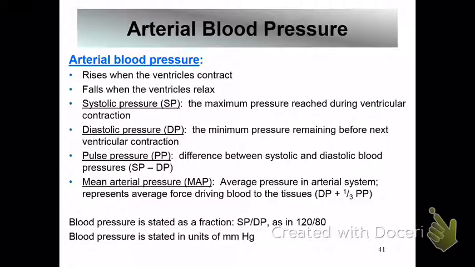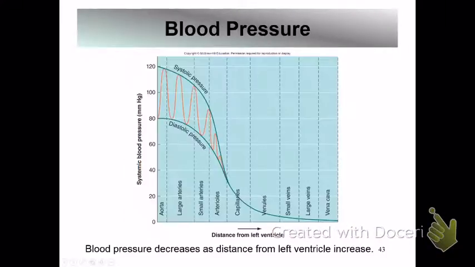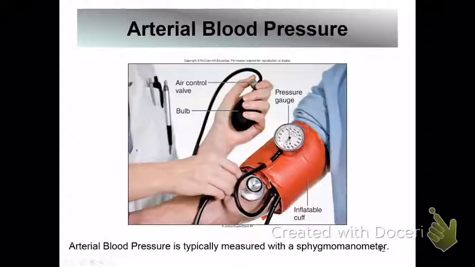And it's stated in units of mercury. That Hg is mercury. How do we measure it? With a sphygmomanometer? Tell me that's not a fun word to say. Sphygmomanometer, commonly called a blood pressure cuff. Maybe a little bit easier to spell. But that is a question on the test, so make sure you know sphygmomanometer.